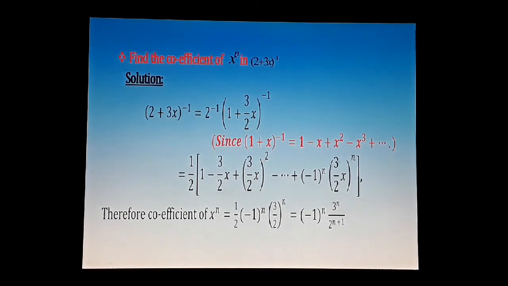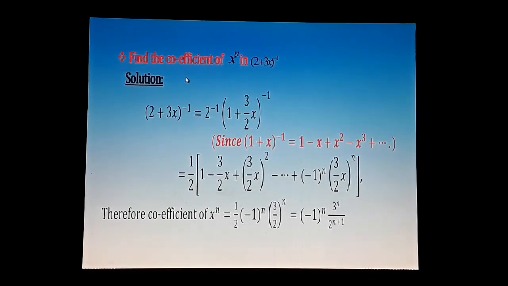square, minus etc. Okay, but the x power n term is (minus 1) power n (3/2 x) the whole power n, because the signs alternate between minus and plus, so we can't predict the nth term's sign directly. Because we have alternating positive and negative, the sign depends on the n value. Here x power 1, the sign is minus; here x square, the sign is plus. So according to the n value only minus or plus will come. Commonly, the general term we write as (minus 1) the whole power n.